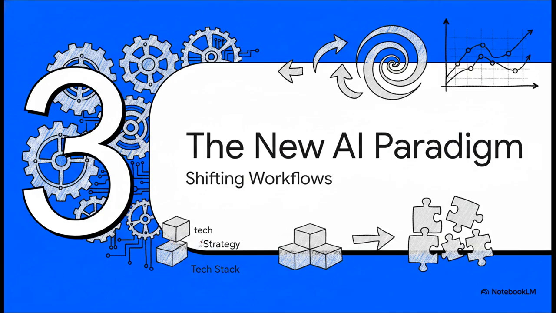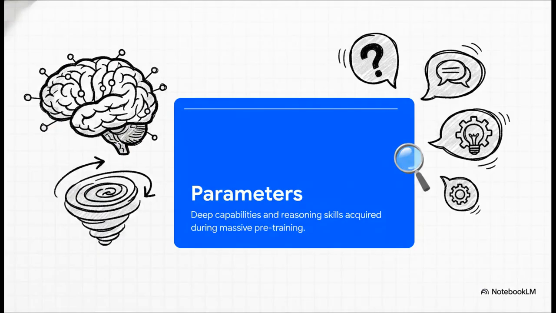All right, moving into our final layer. Section 3, the new AI paradigm. Now that we understand the incredible mechanics under the hood, what does this mean for the advanced practitioners, the leaders, and the strategists watching? How does this impact your enterprise tech stack? Well, it starts with a fundamental mindset shift regarding parameters.